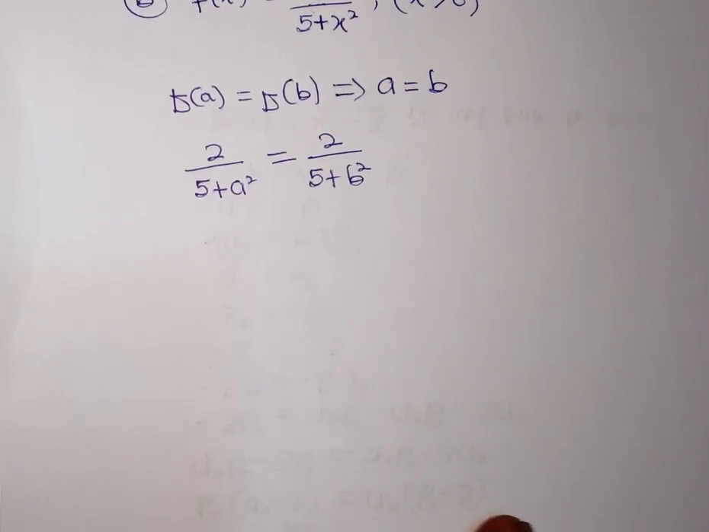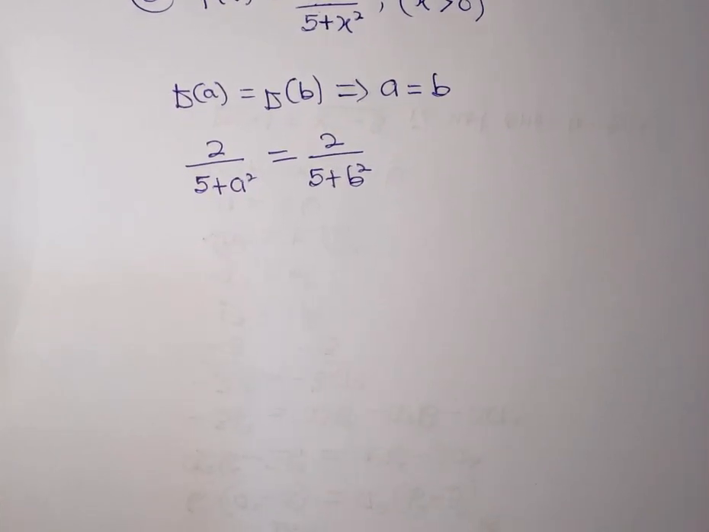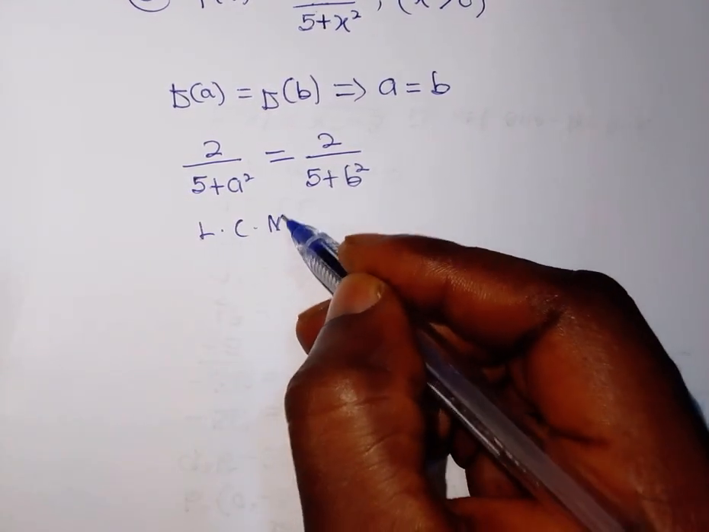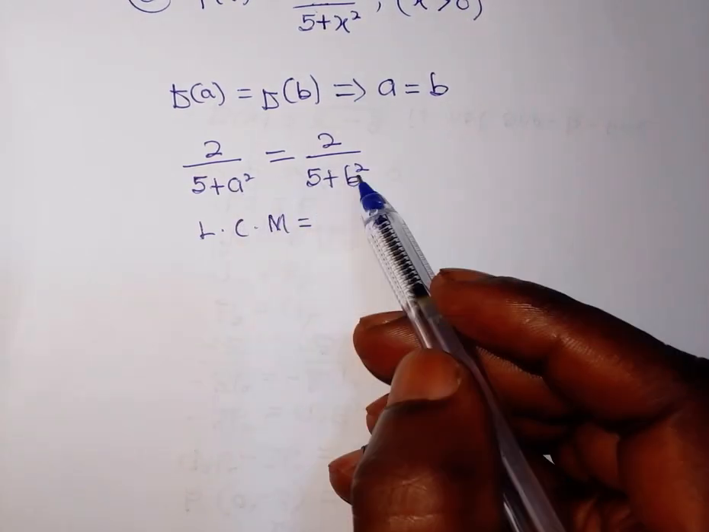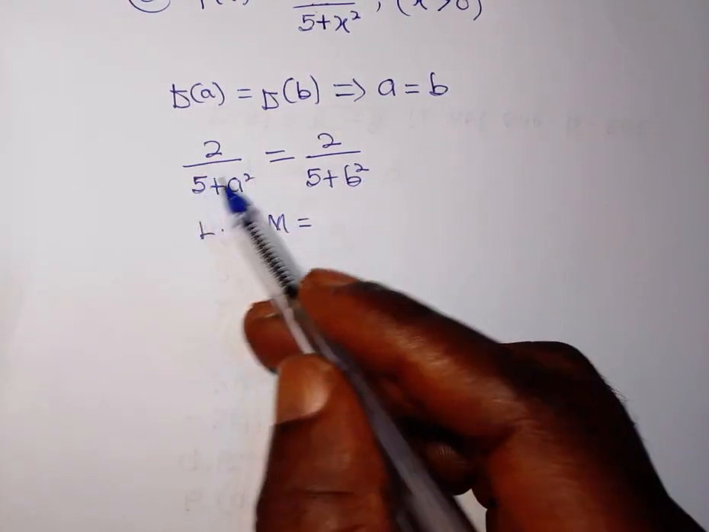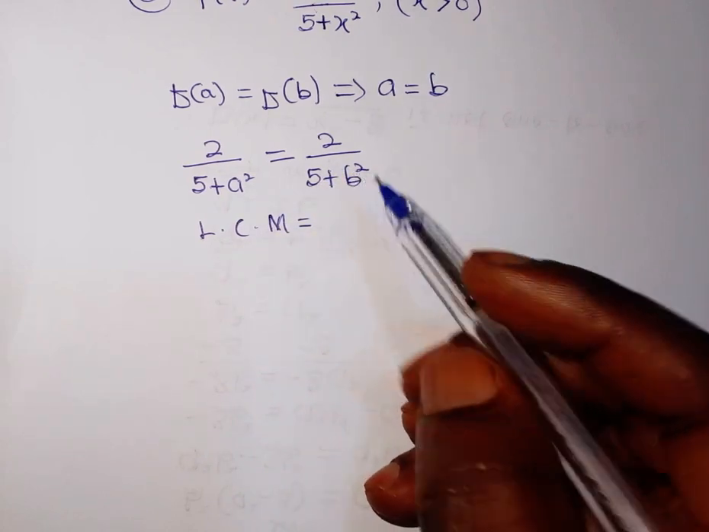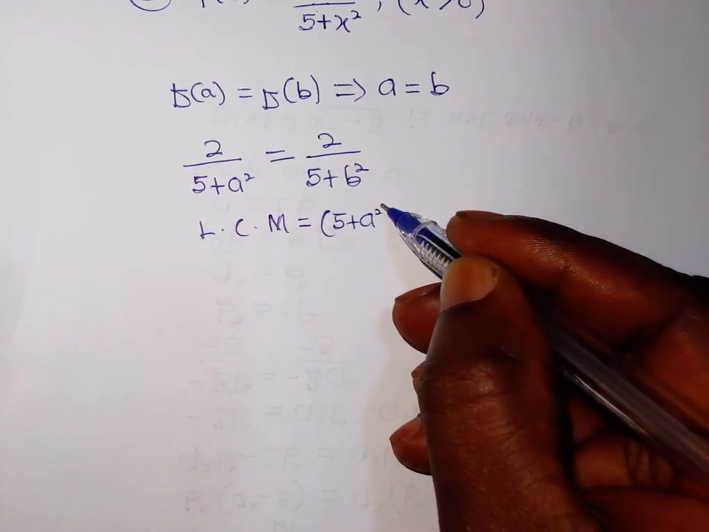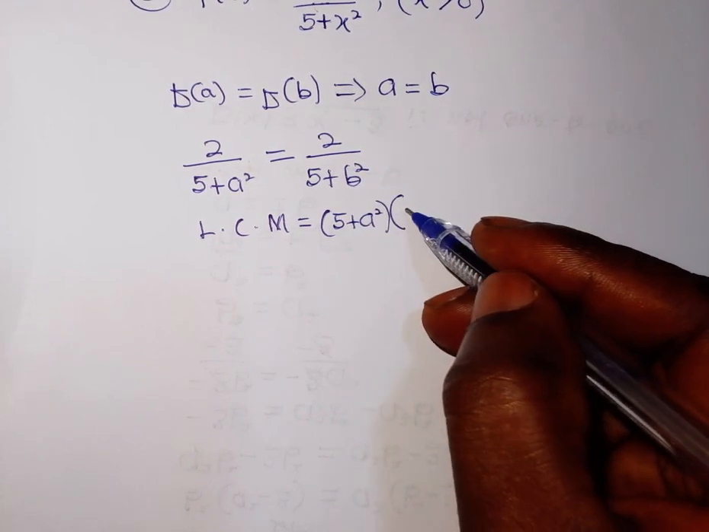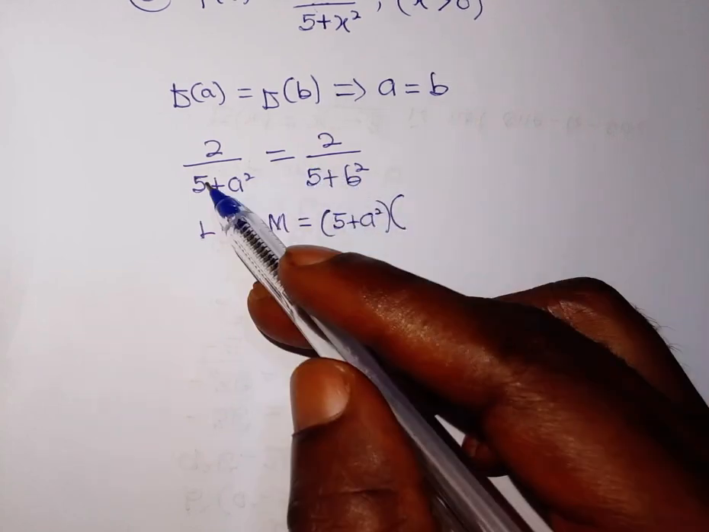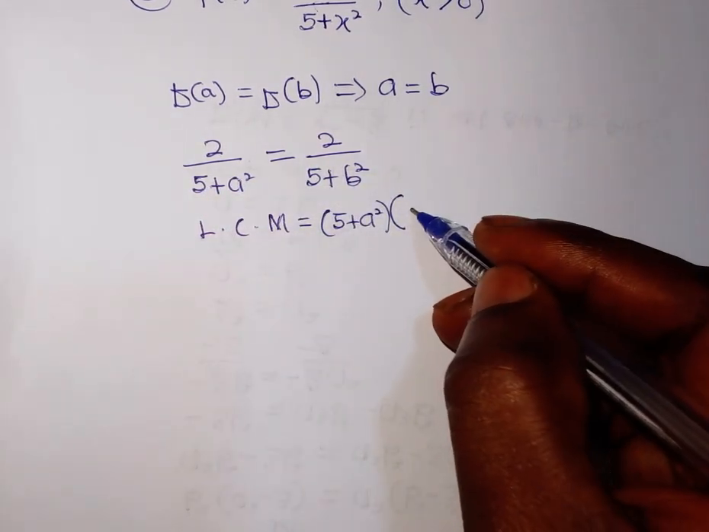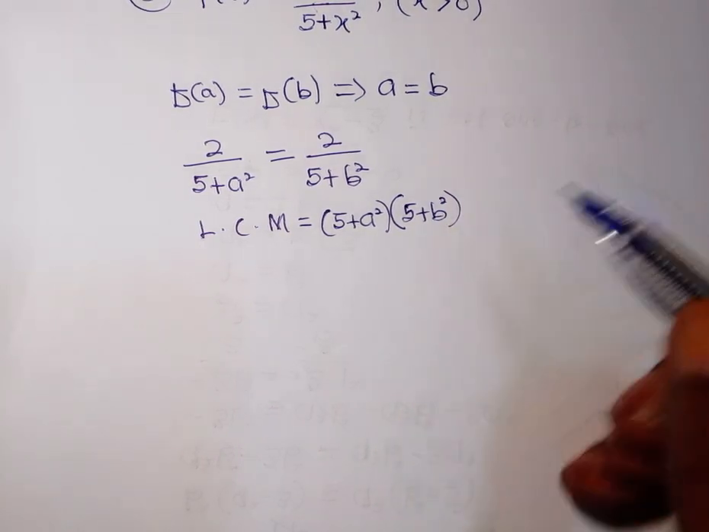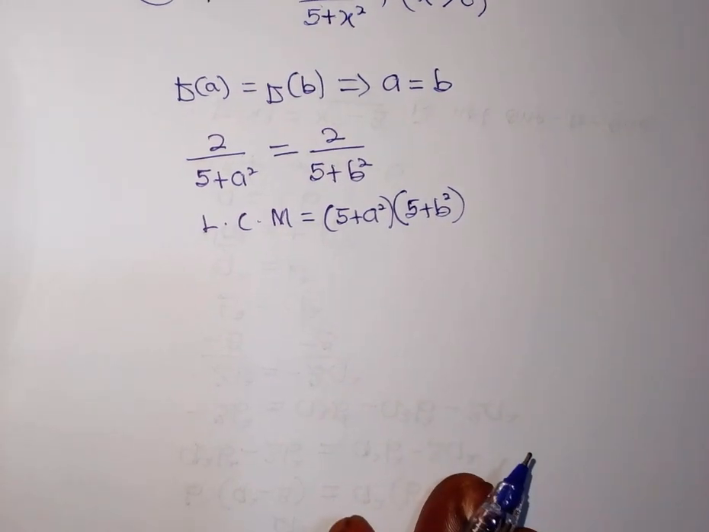Okay, now what do I do? I will take the LCM and multiply the LCM by each side of the equation. What is my LCM? Since this and that are not the same, I can just find the product of the two and use it as my LCM. So the product of the two expressions, or the denominators, becomes my LCM. So this is what I'm going to multiply through by each side.